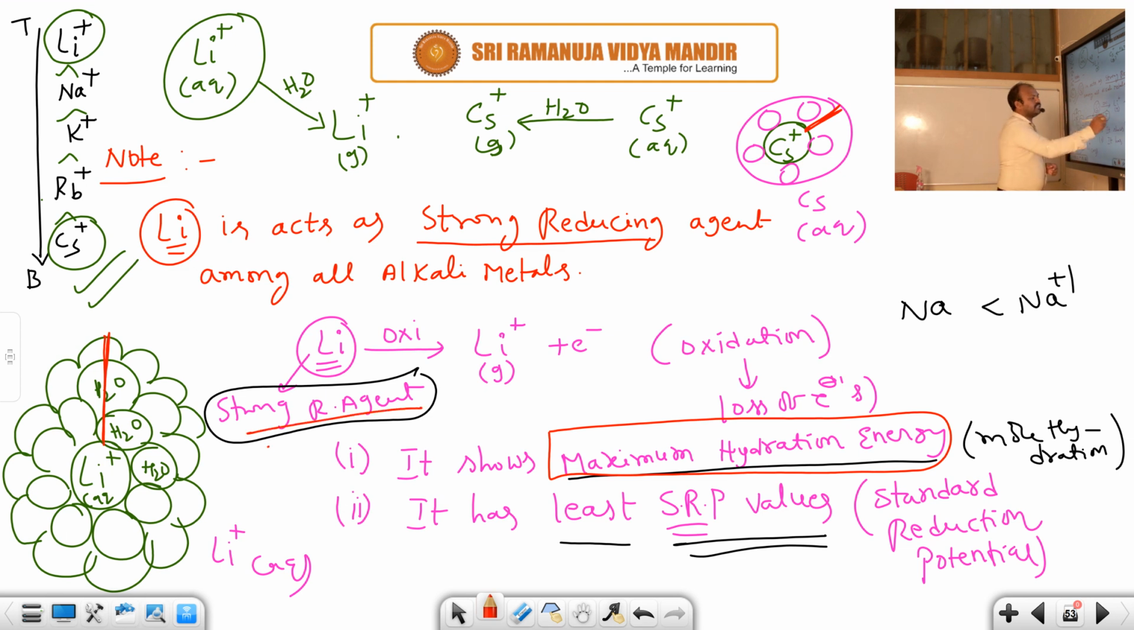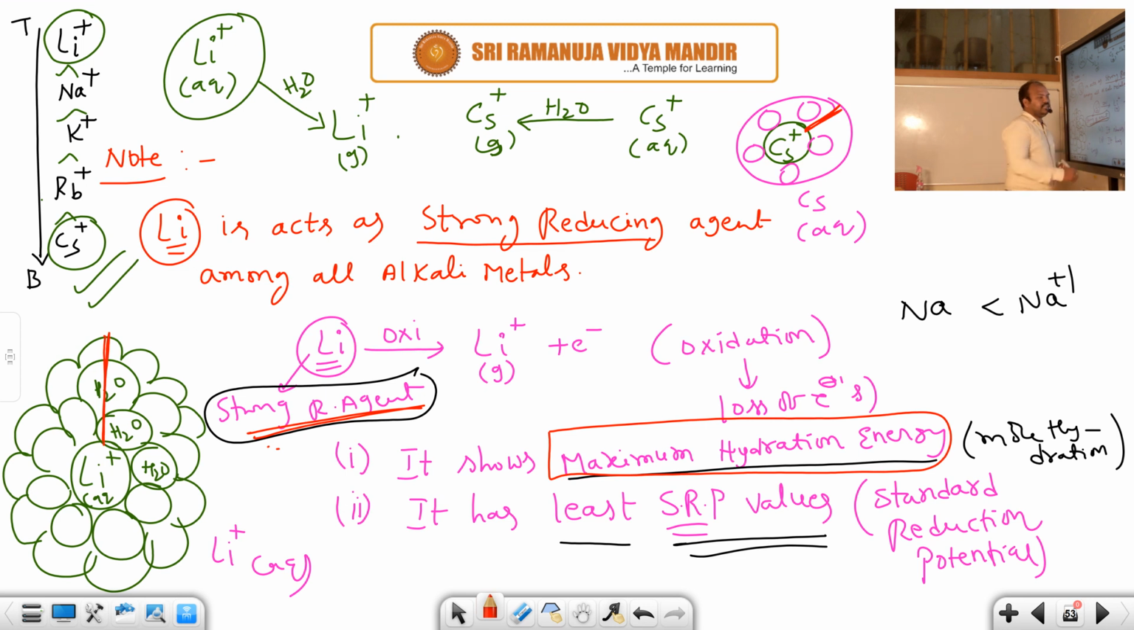Lithium acts as a strong reducing agent. So based on the concept of the hydration process and hydration energy, we can easily explain why lithium metal acts as a strong reducing agent among all alkali metals. Students, have you understood or not? Reducing agent means the substance which oxidizes itself and reduces the other substance. So among all alkali metals, which is the strong reducing agent? Lithium. What is the reason?